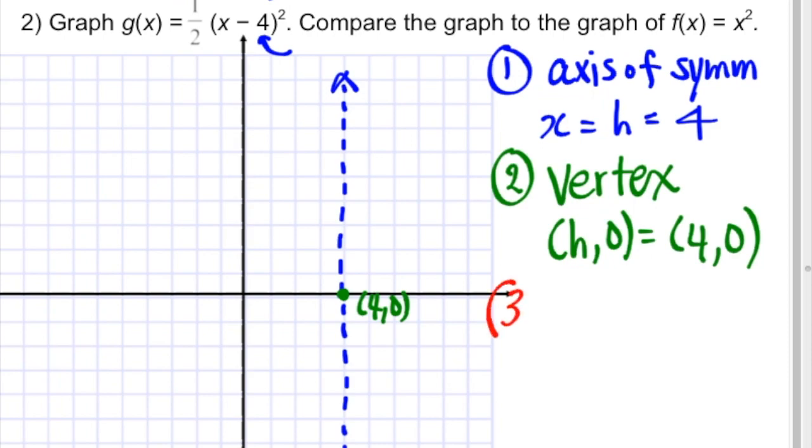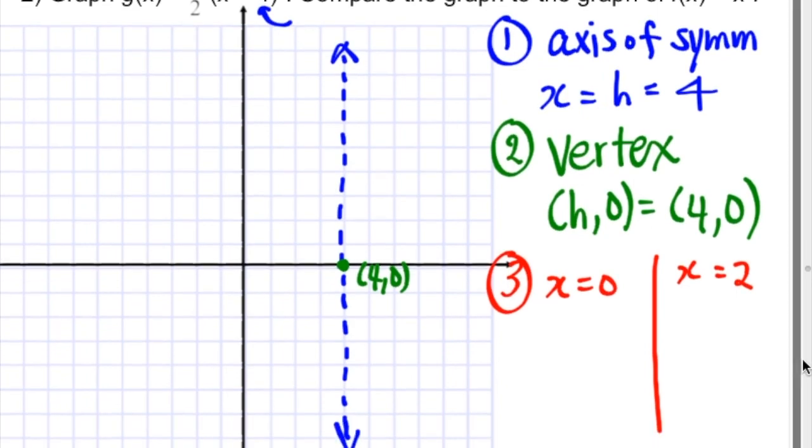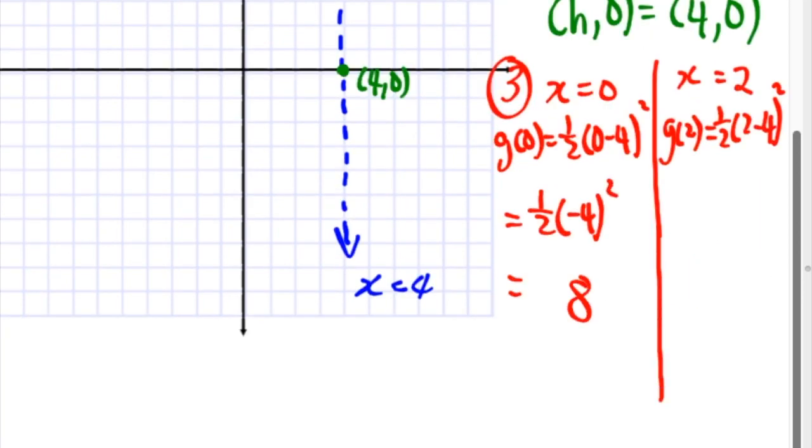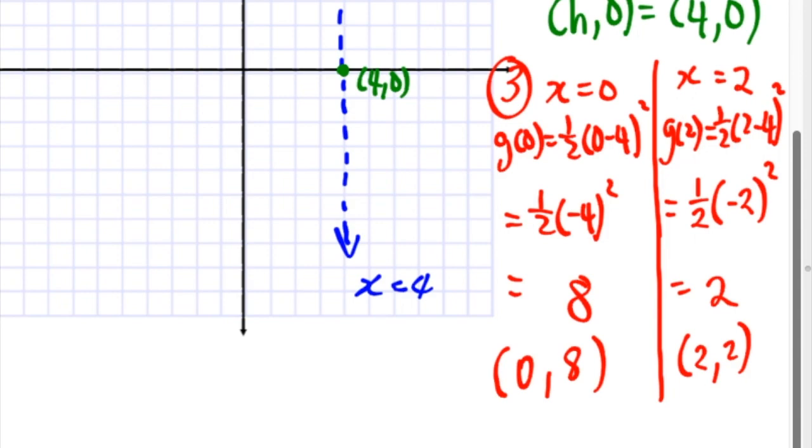The third step is to plug in any points you want to graph, a couple of points on one side of the axis of symmetry. So I am going to choose 0 and 2 because I know that my equation has a half, so it's just easier to work with. And here, what you do is just plug in those 0 and 2 in place of x. I'm just going to fast forward over here. So when I plug in 0, I get 8, and when I plug in 2, I get 2. So those are the 2 points that I'm going to plot.